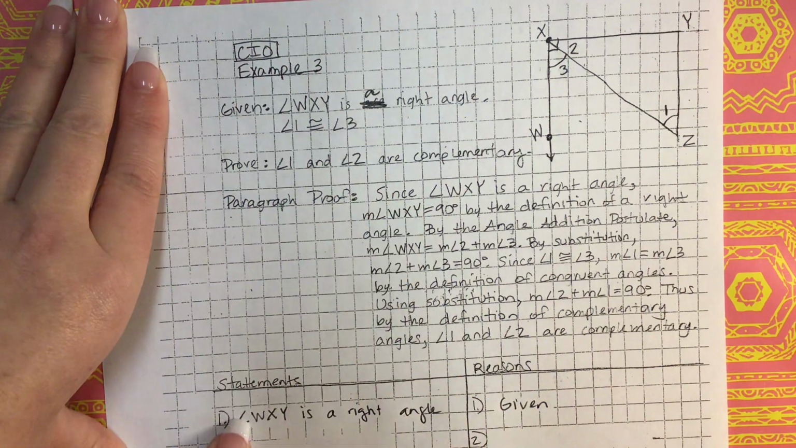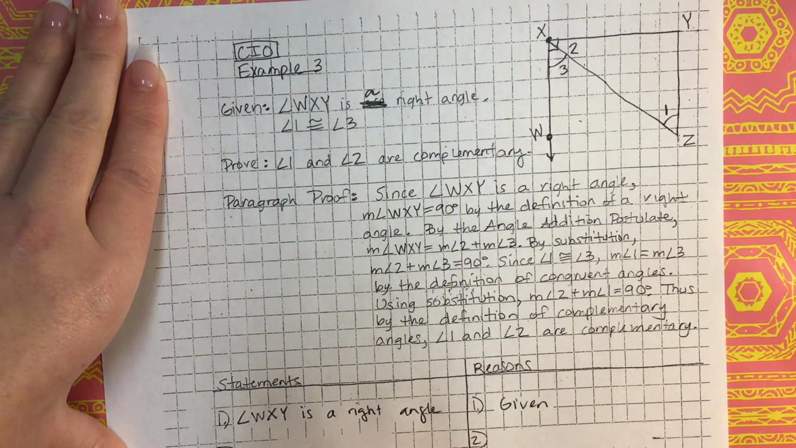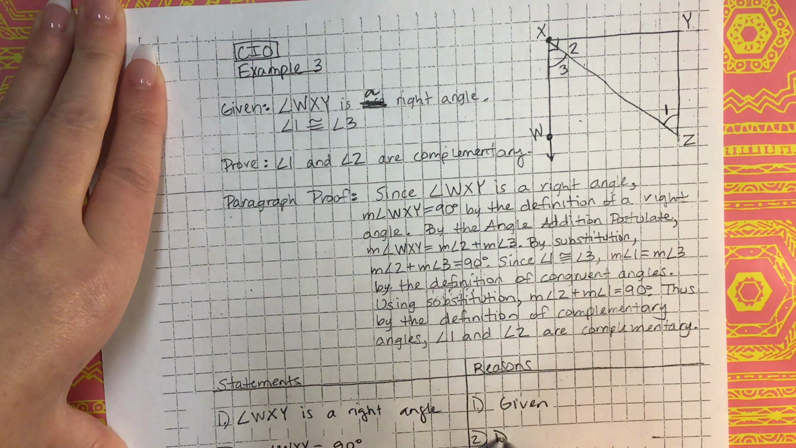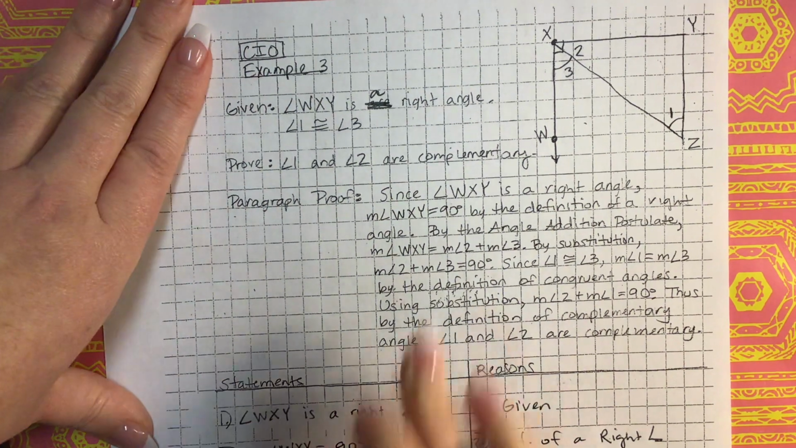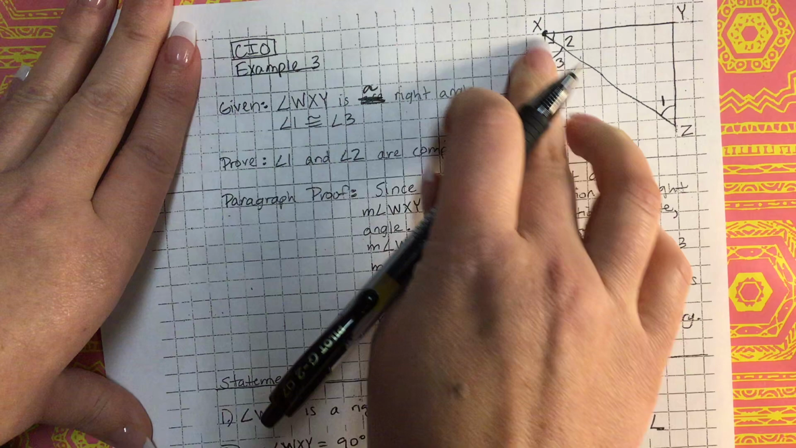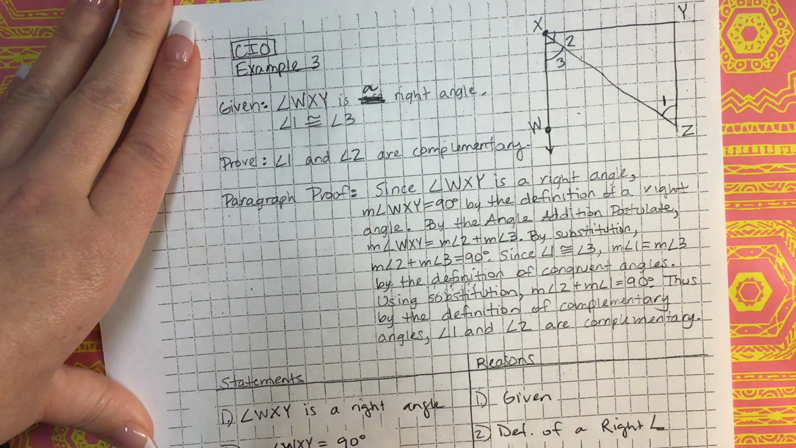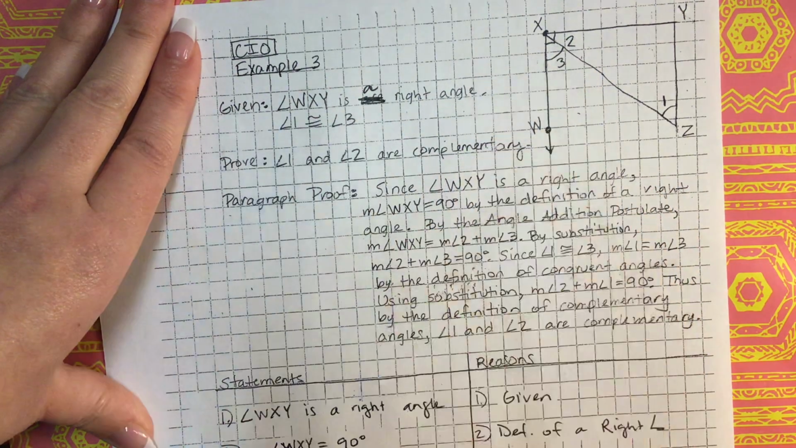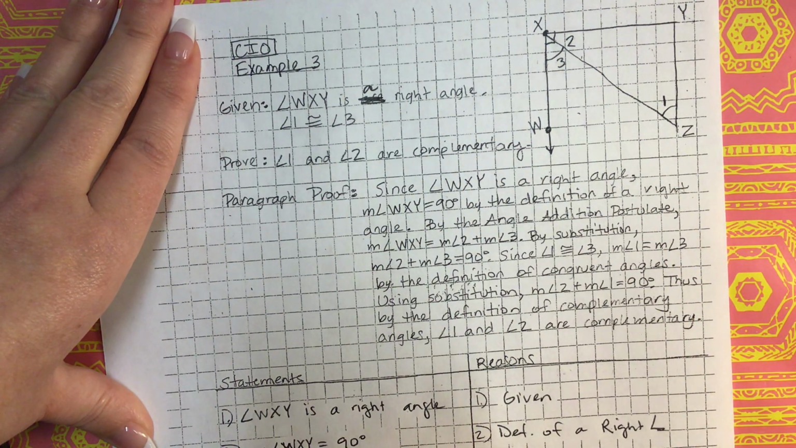Then, based off of this, we can make an equation, right? We can say that the measure of angle WXY is equal to 90 degrees by the definition of a right angle. Then, by the angle addition postulate, we can say that this big angle, the measure of angle WXY, is equal to the measure of angle 2 plus the measure of angle 3 by the angle addition postulate.